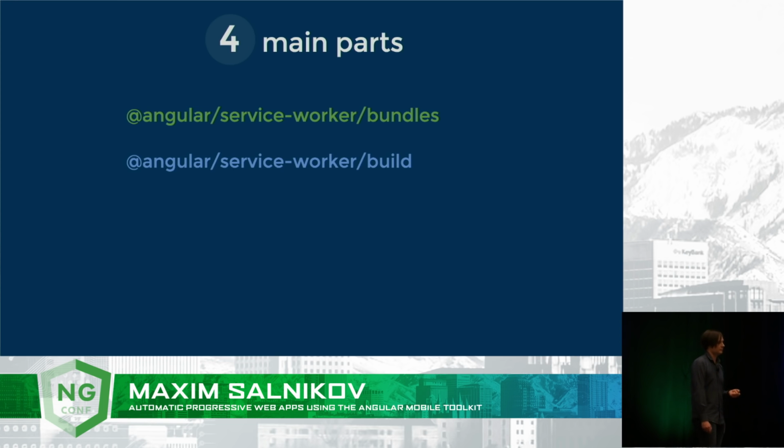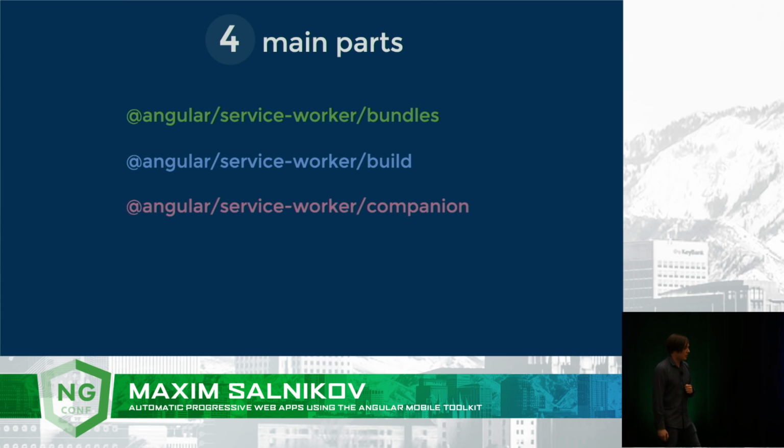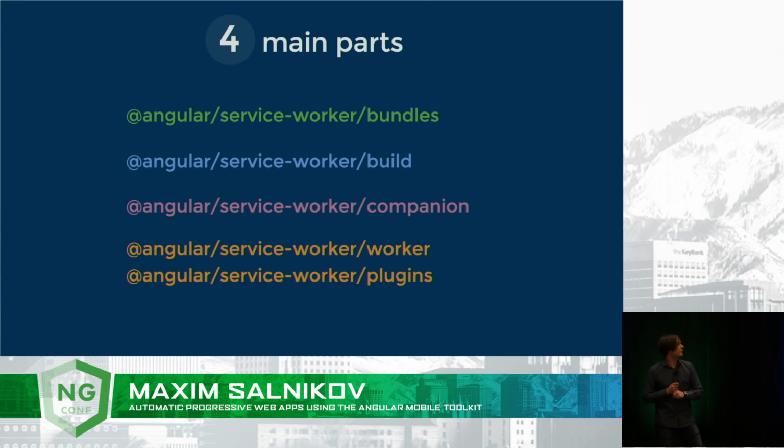For now, these are plugins for Gulp and Webpack, and these plugins help us to automate this process. Plus, they introduce some extra nice functionality. We'll have a look at it later. Third, Companion, a small library that helps us to organize communication between Angular service worker and our application. Last but not least, the source code of Angular service worker. It will help us to extend it with our own functionality. It has a really interesting plugin system. We'll have a look at it a bit later.